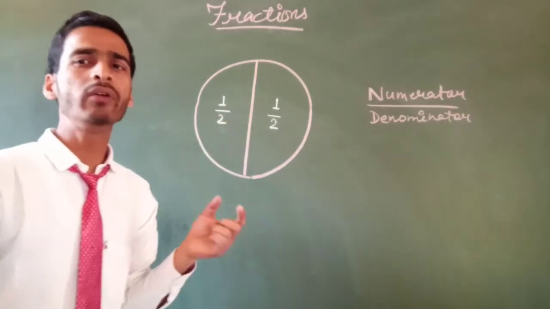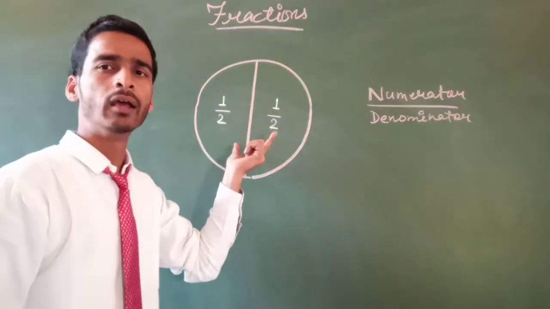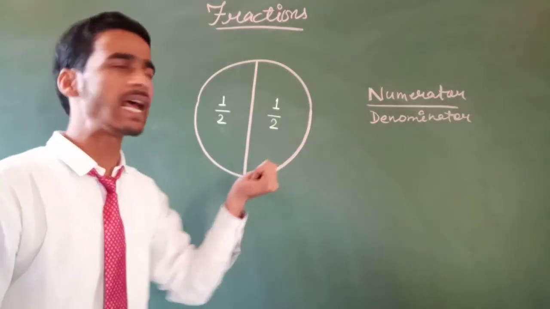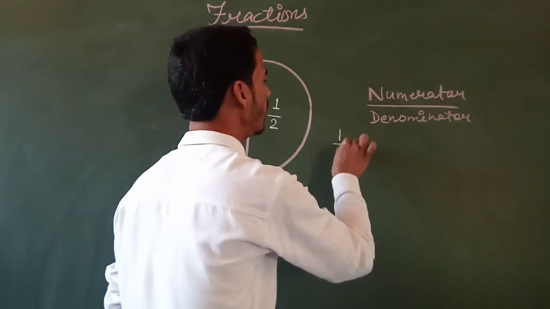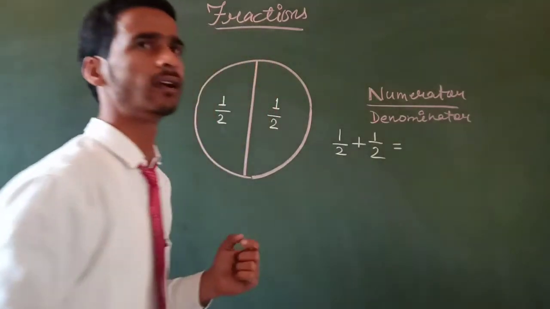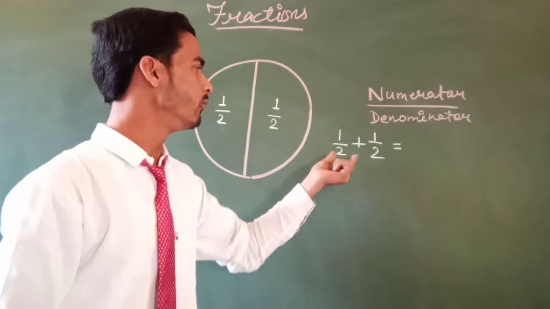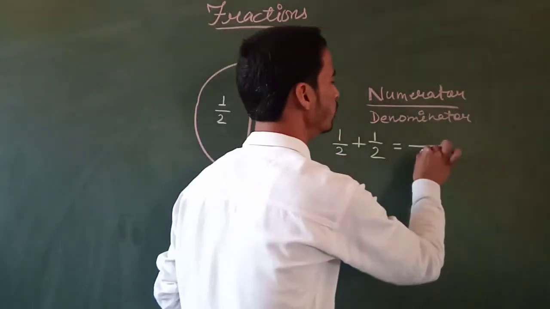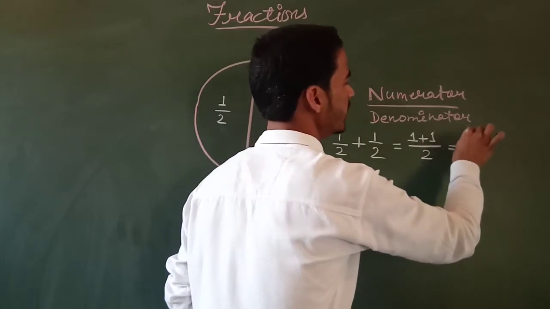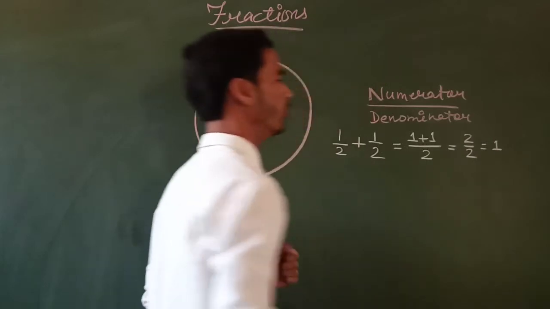And we can also say that if these are all together, they make a whole. When we add these fractions, they have the same denominator, so the denominator stays 2 and the numerators add: 1 plus 1 is equal to 2 by 2, and 2 by 2 is equal to 1.